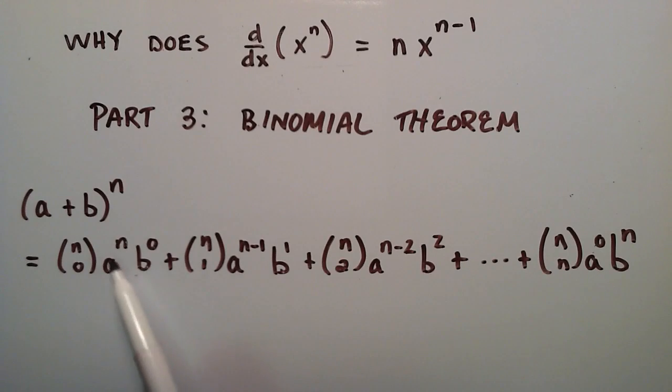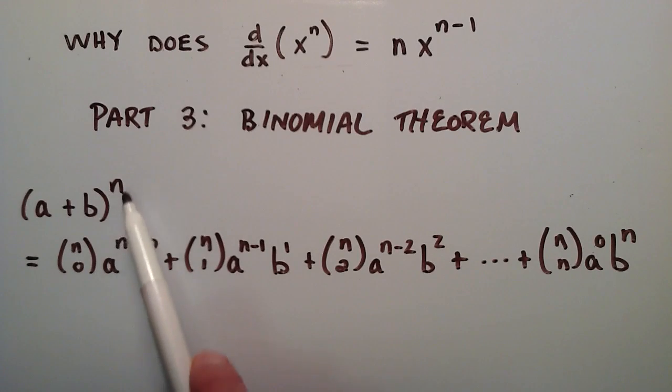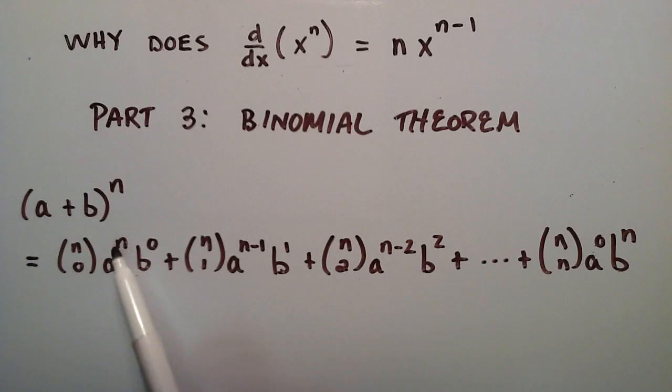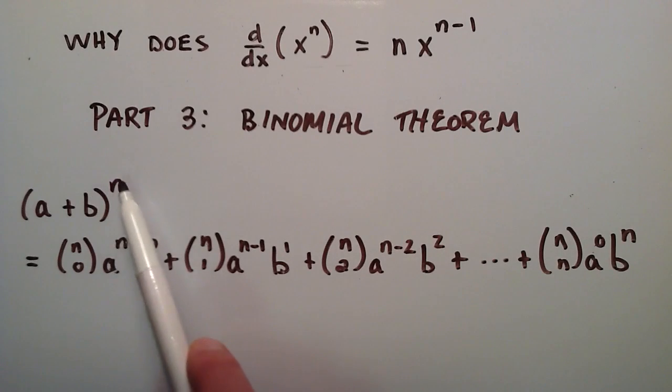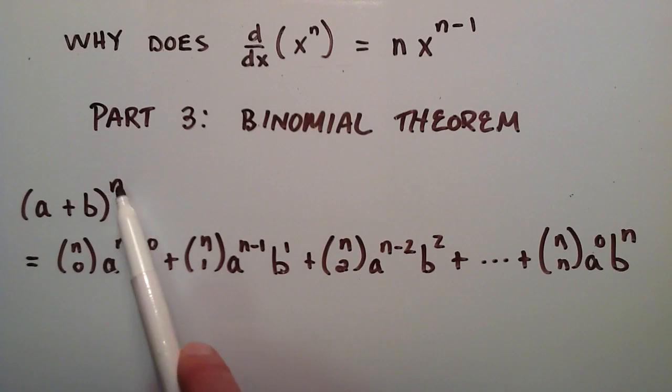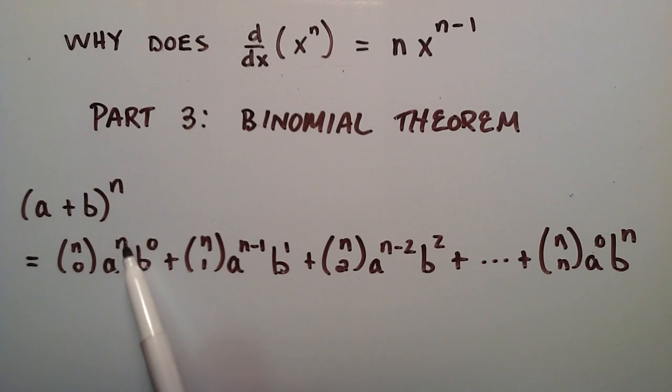Now let's talk about the a part right here. a is going to be raised to some power, and for the very first term that power is whatever n is, whatever power we're raising it to. Then the second term is going to be n minus 1, and then n minus 2, all the way down to a to the 0 power. So once again, if we were raising this to the 5th power, the first term would be a to the 5th, a to the 4th, a to the 3rd, a squared, a to the 1st, all the way down to the last term, a to the 0.